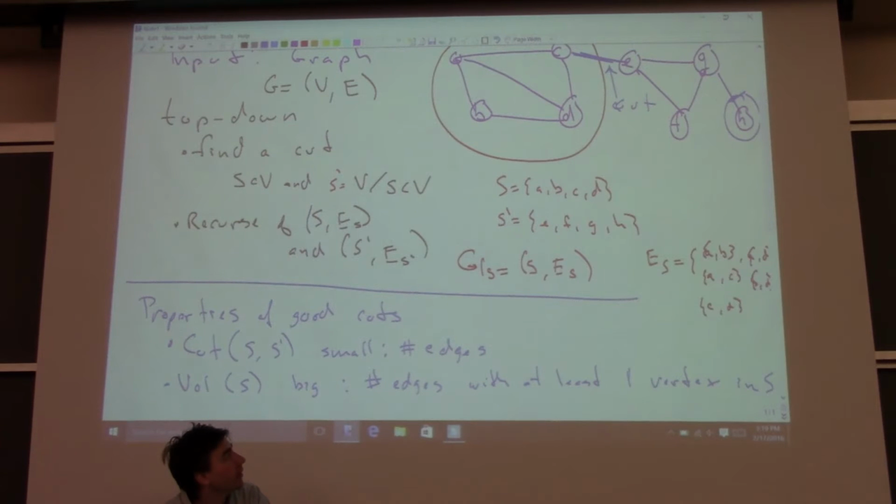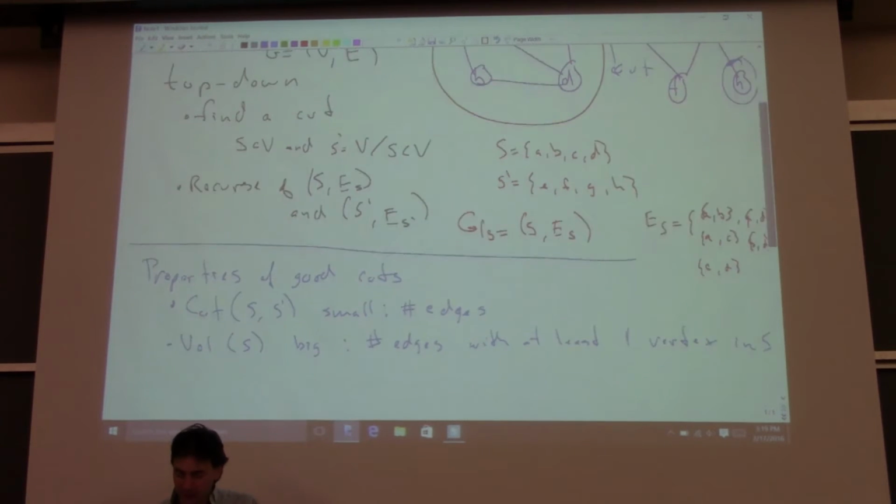And then what would the volume be for S prime, everything outside of this S? 5. Yeah, that one's going to be 5, right? There are 4 internal ones, and then the CE edge goes across. Okay, so now we want the cut to be small and the volume to be big. Having two different individual properties by themselves is kind of hard to work with, so we want to combine these together in some way.